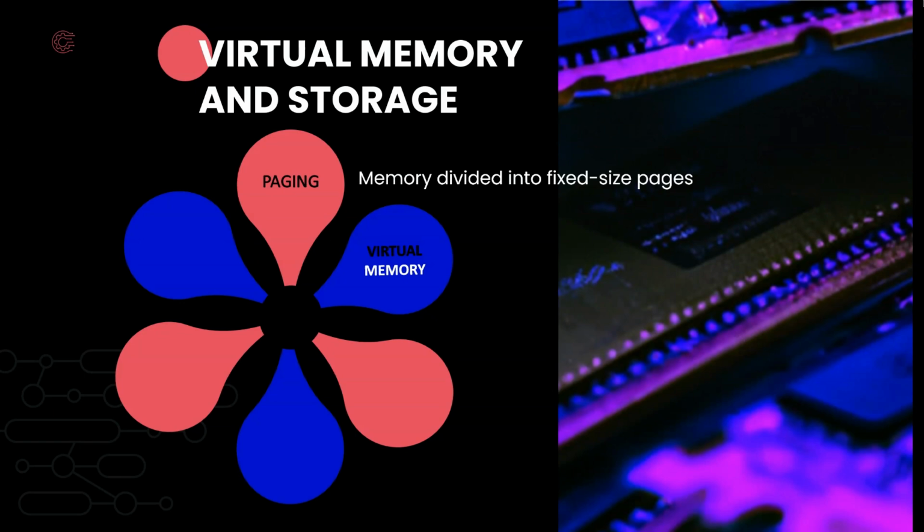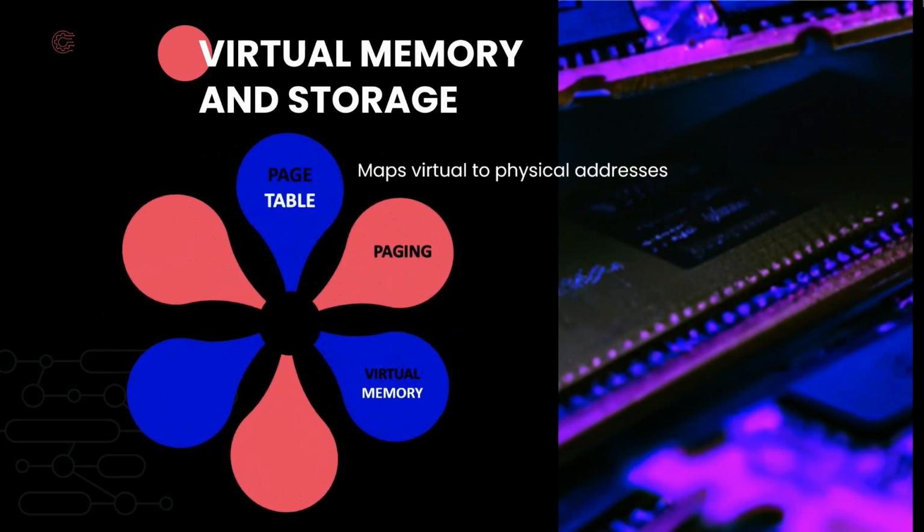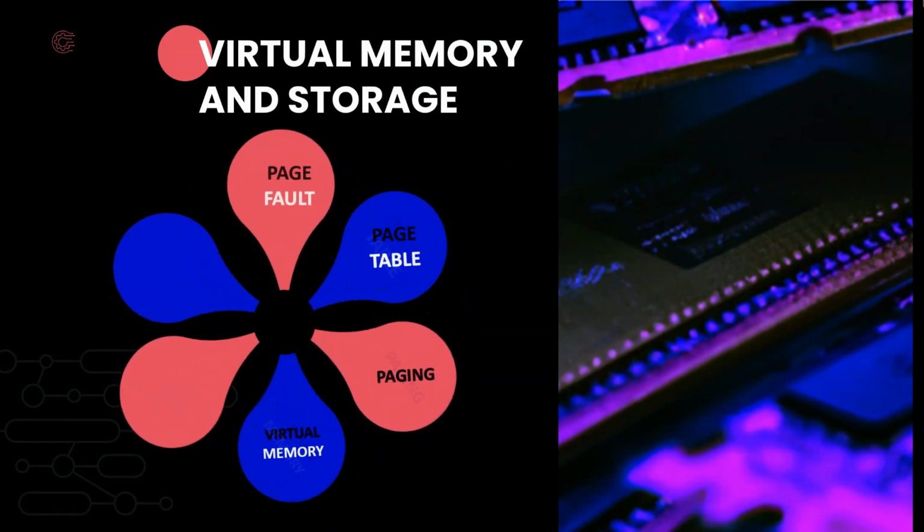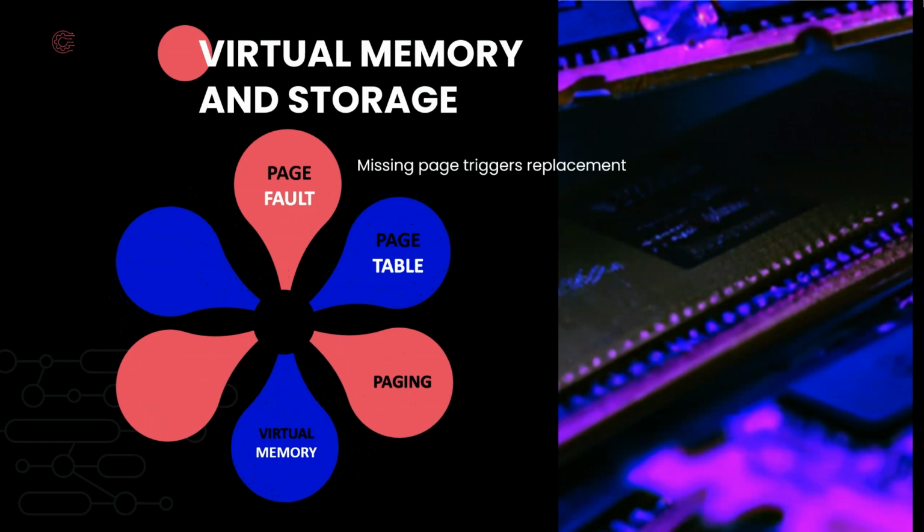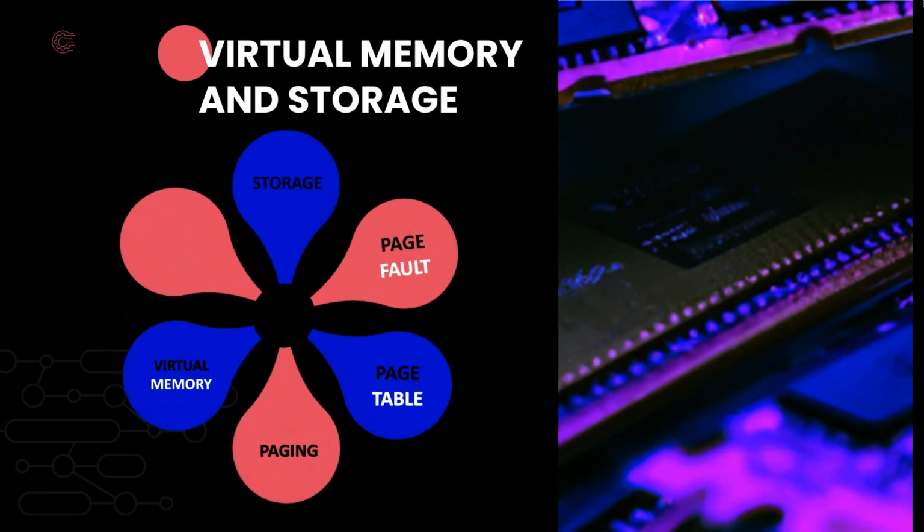To keep track of the mapping between virtual and physical addresses, we have the page table. The page table is the data structure that maps virtual addresses to physical addresses. It is used by the operating system to manage the translation of virtual memory to physical memory. When a program tries to access a page that is not currently in physical memory, a page fault occurs. This triggers the operating system to replace a page in physical memory with the missing page from the disk storage.